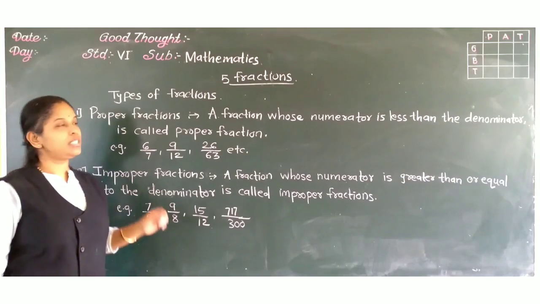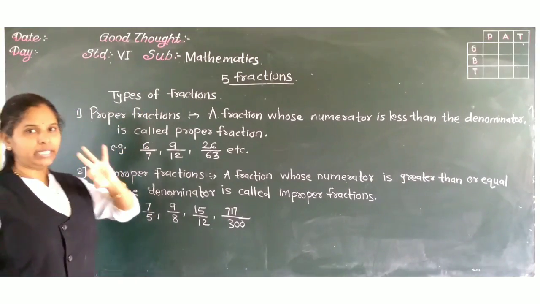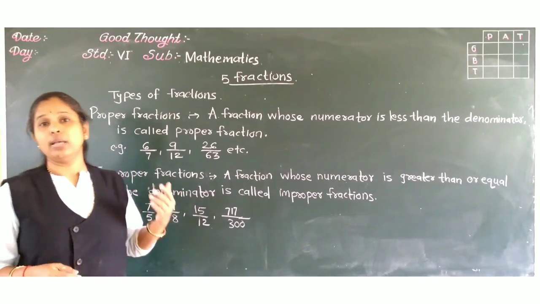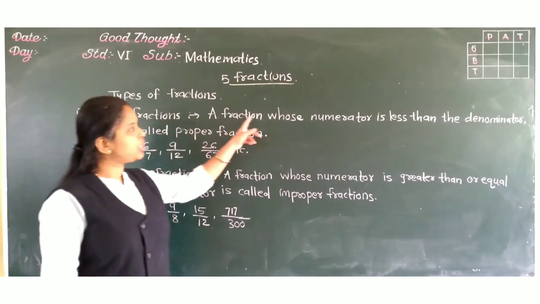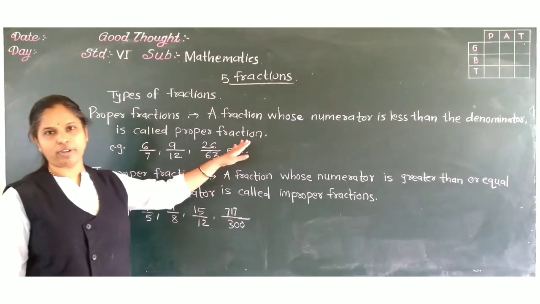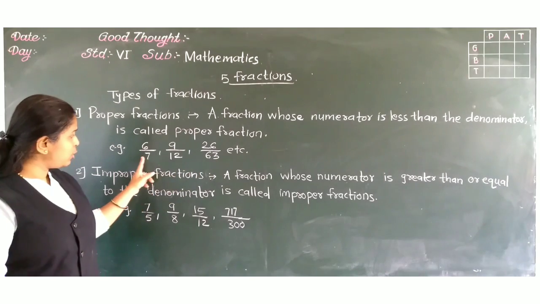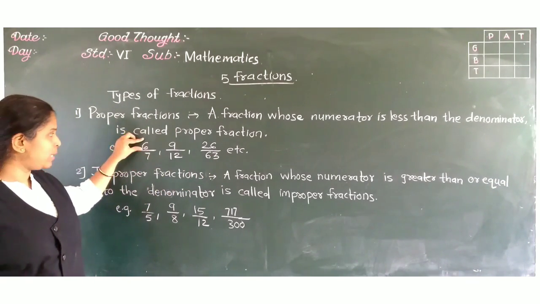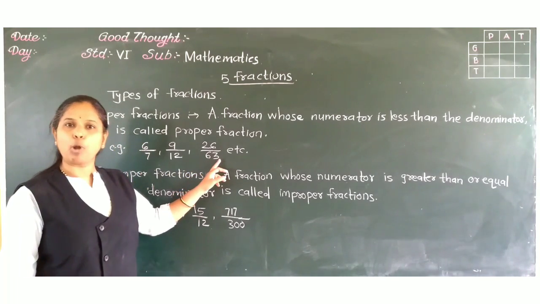Okay. Next is types of fractions. There are 3 types of fractions: proper fractions, improper fractions, and mixed fractions. First one is proper fraction. Now what is meant by proper fraction? A fraction whose numerator is less than the denominator is called a proper fraction. See here, for example, look at the denominators. These denominators are greater than the numerator, or we can say numerator is less than denominator. So such fractions are called proper fractions.